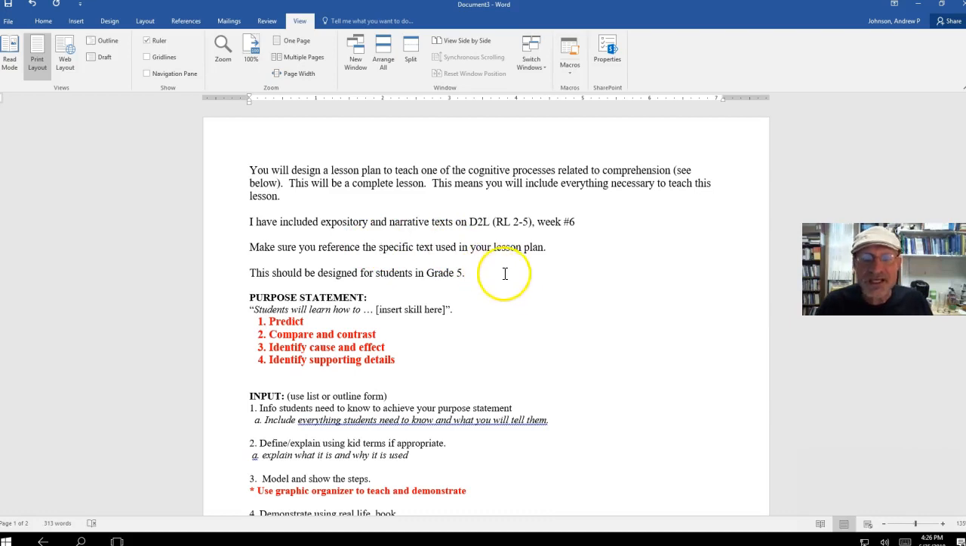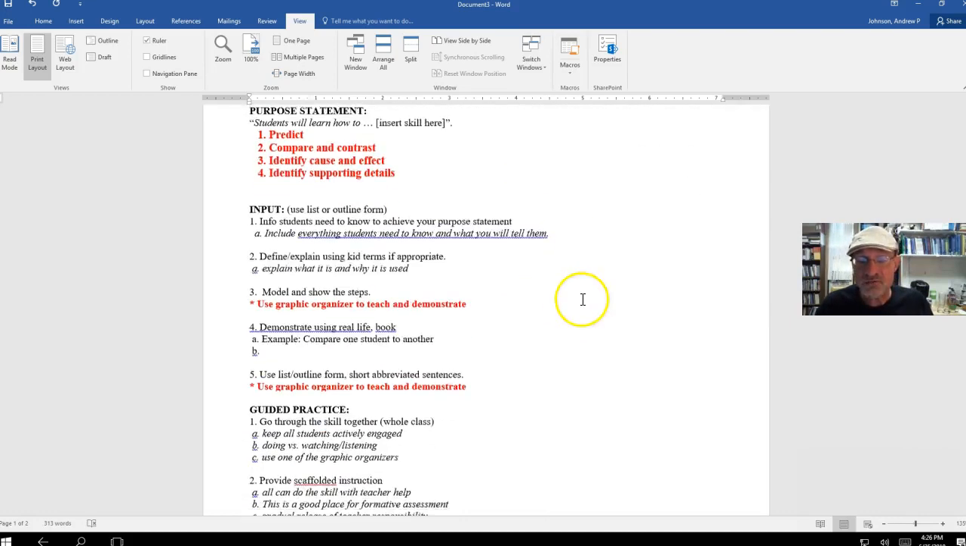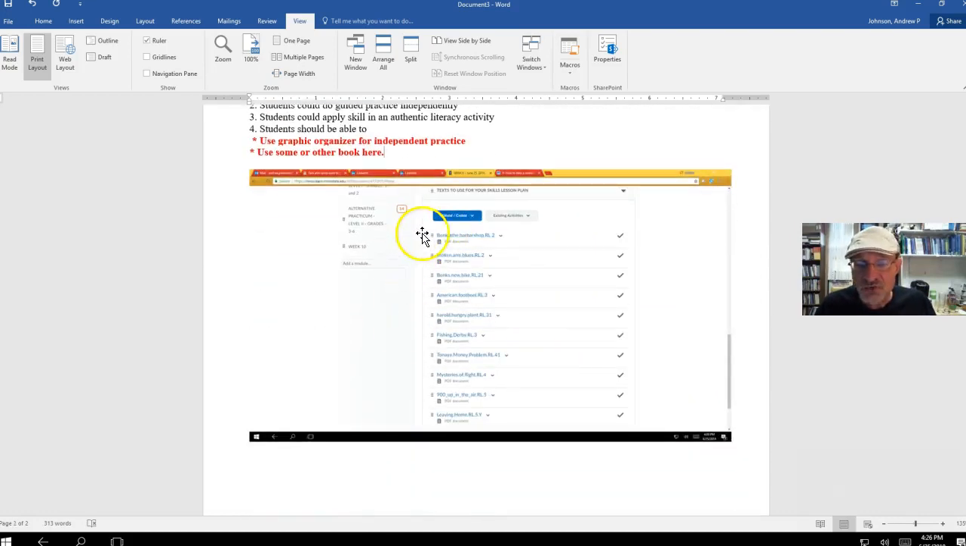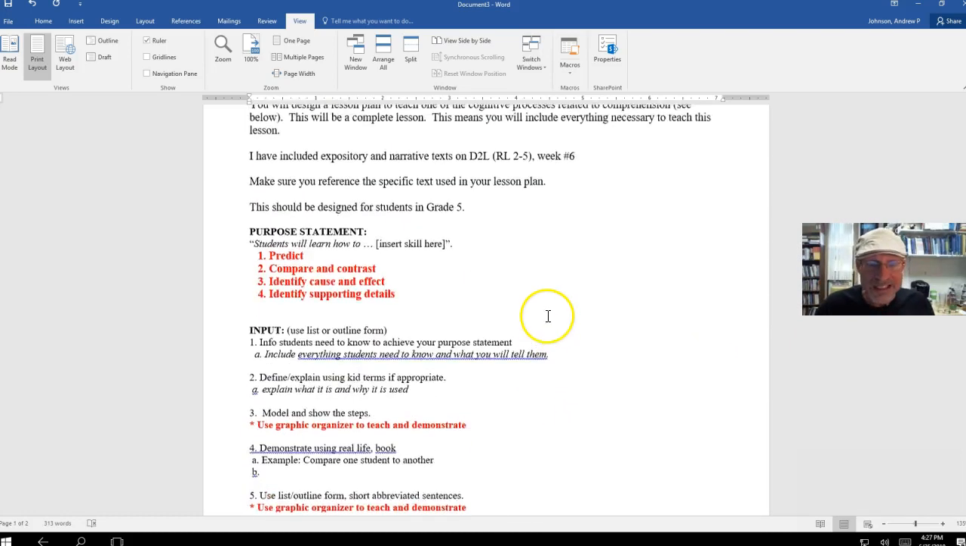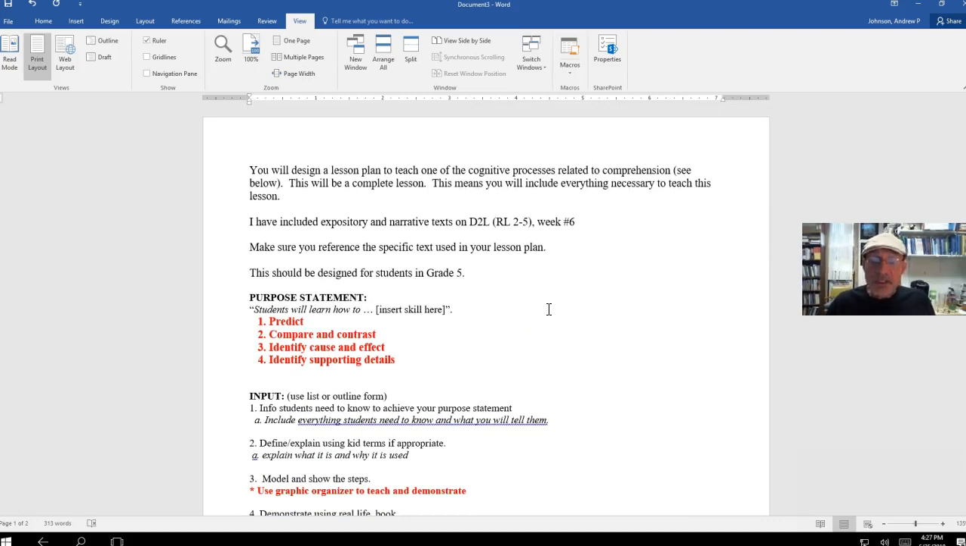Now I have included text for you to use under week 6, and you can see a screenshot there. 1, 2, 3, 4, 5, 6. You can use any one of these, and it's the reading level behind it. So reading level 2, 2, 2, 1, 3, 3, 1, etc. You get the approximate reading level. Make sure you reference the text that you're using in your lesson plan.